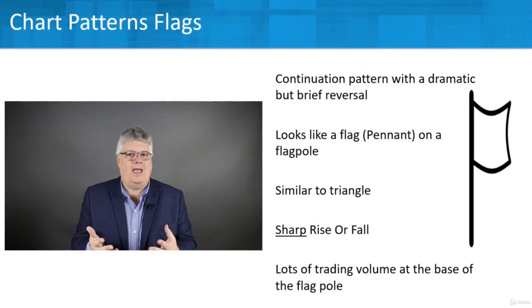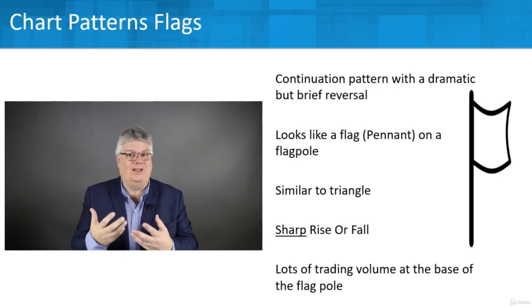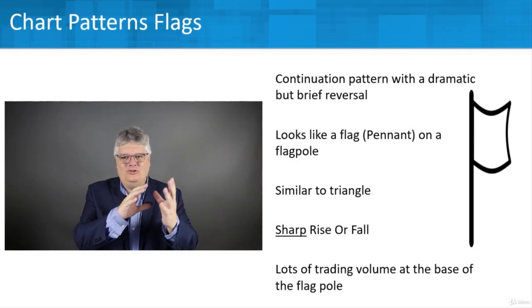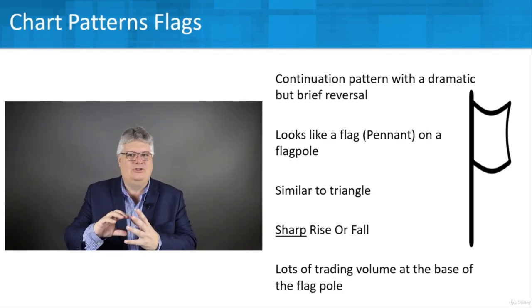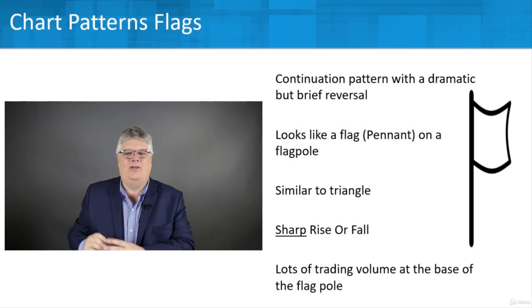Another continuation pattern that's going to follow the trend either upward or downward are what are called flags, right? It's a continuation pattern, but it has a dramatic but brief reversal. So if your prices are, let's say, downtrending and they're going down, on a flag the prices are going to go dramatically up for a little bit, and then they're going to come back down and follow that reversal, as we'll see in the example coming up.